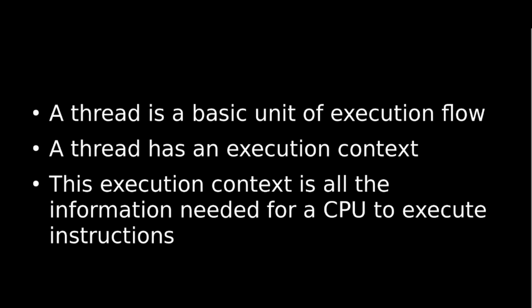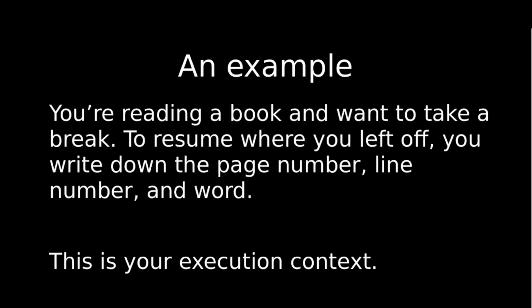This is state associated with that thread. This execution context is the information that a CPU needs to be able to execute these instructions. So let's illuminate this with an example. Say you're reading a book and you want to take a break, and to resume where you left off, you'll write down the page number, the line number, and the exact word you were at. This is your execution context. Now, if you were a more practical person, you'd probably just use a bookmark, but we're making analogies to computing here, so we need to be very precise.